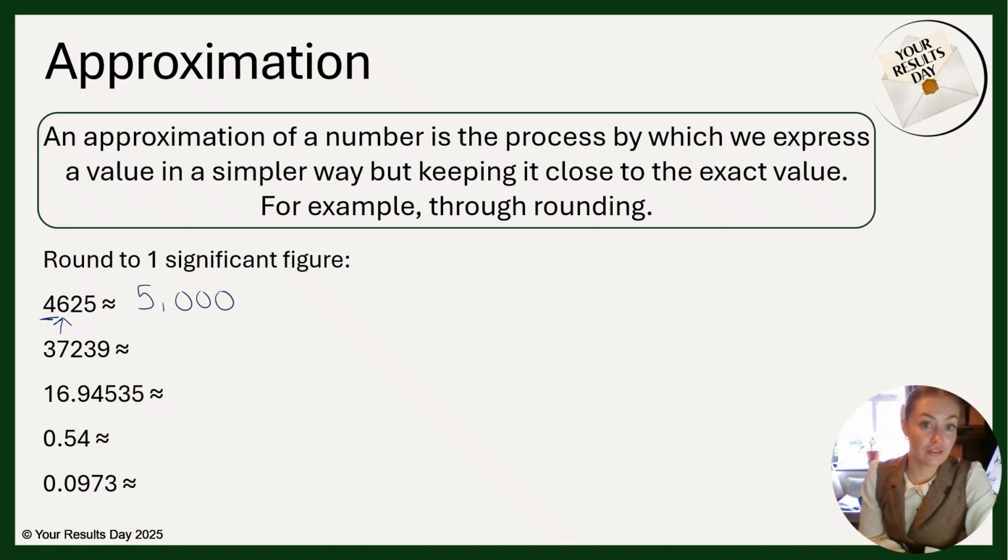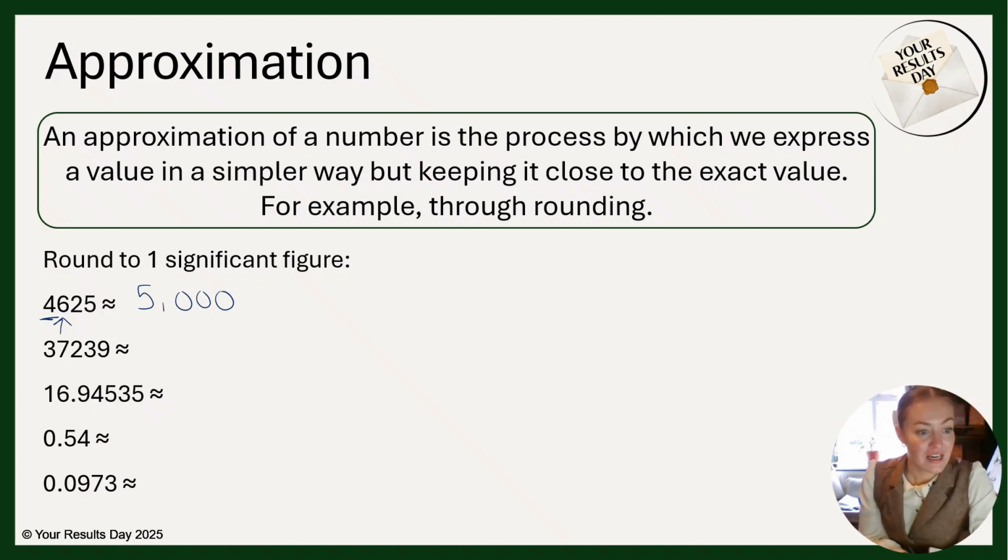Some people like to think of rounding to one significant figure specifically as rounding it to the nearest whatever the highest place value is for that number. So because this number is in the thousands, people will say to themselves, well, what is it rounded to the nearest 1,000? If it was a number in the tens of thousands, they'd say, what is it rounded to the nearest 10,000? If it was a number in the hundreds, they'd say, what is it rounded to the nearest 100? That only works specifically for rounding to one significant figure.